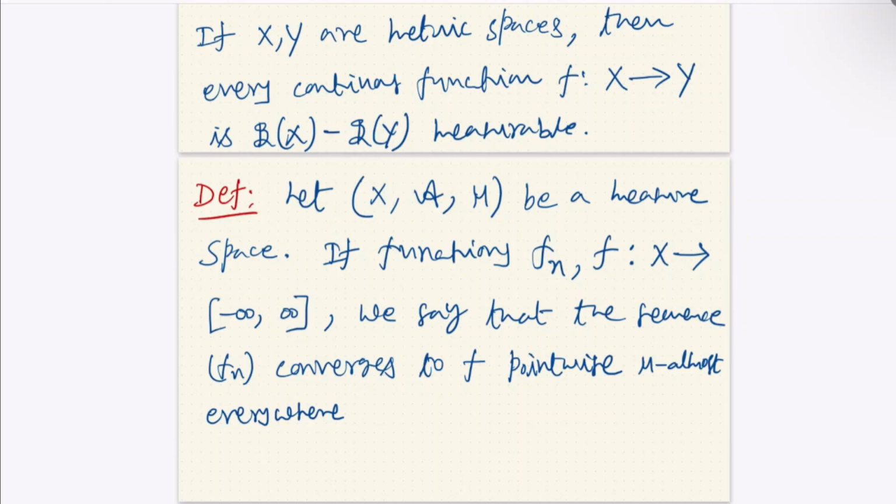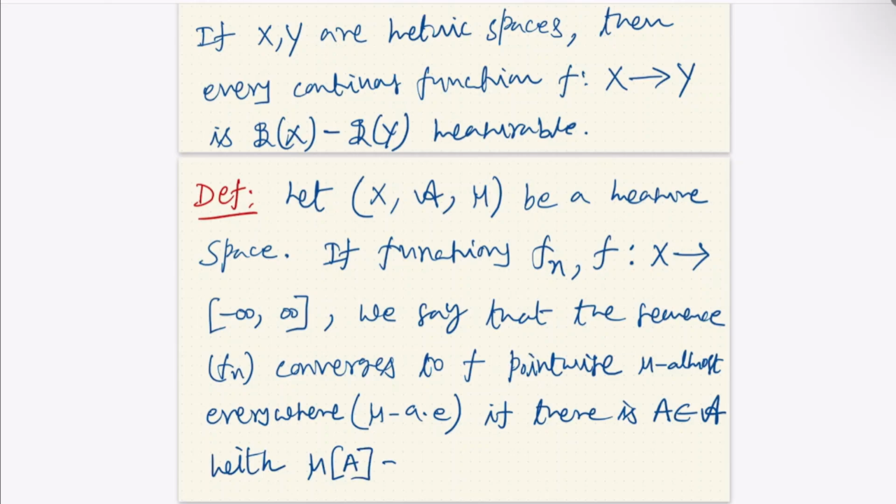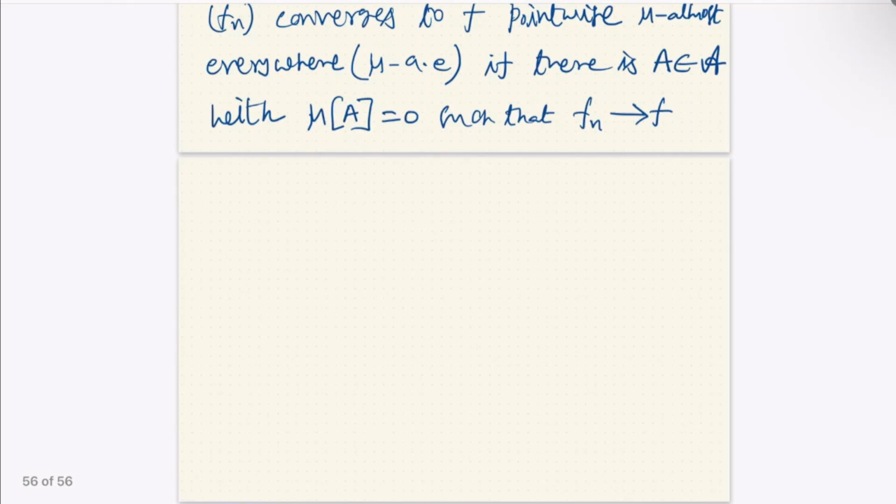Mu almost everywhere. That means most of the time we write like mu a.e., mu almost everywhere, if there is a set A belonging to the sigma algebra with measure of that A being zero, such that Fn converges to F pointwise on X difference A. This is important.